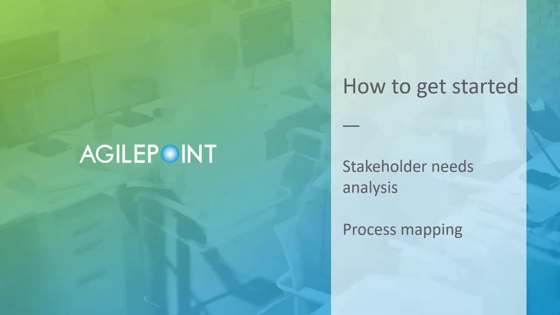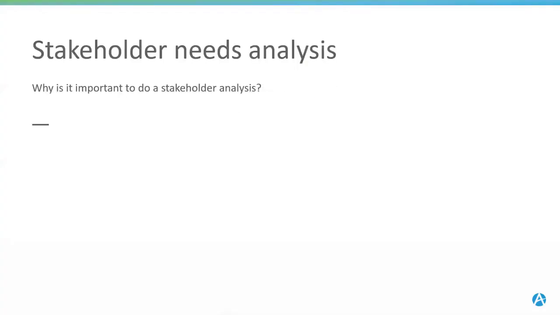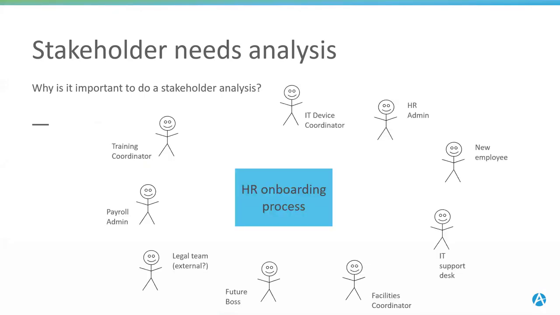And so to answer the question, how to get started, we need to get started with stakeholder needs analysis and process mapping so that we understand what we're doing. Why do that? Why do a stakeholder needs analysis? It's because HR onboarding is one of those business processes, like we've said so far, that involves a lot of different people across the business, whether it's HR, security, training, and so on.